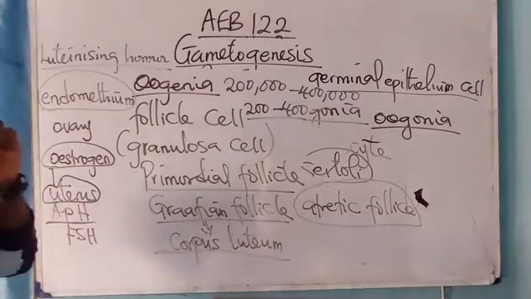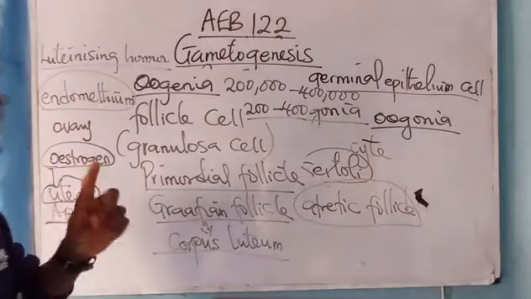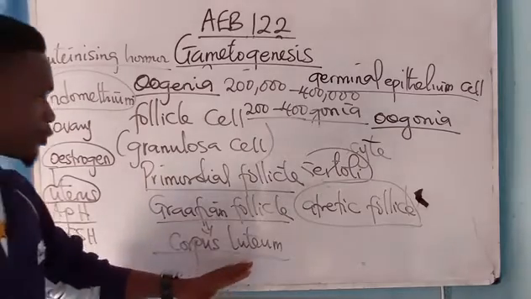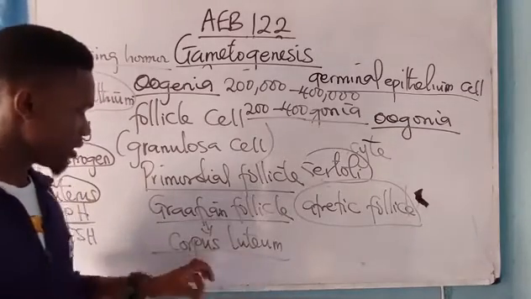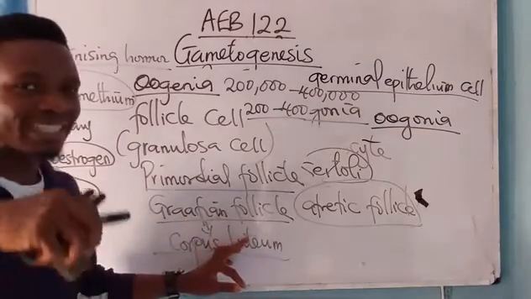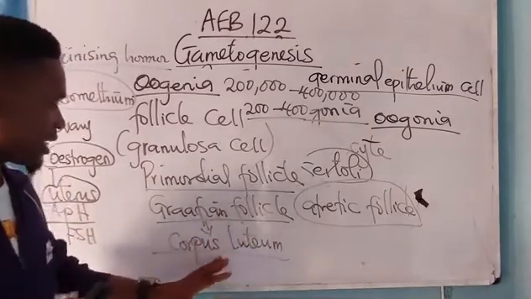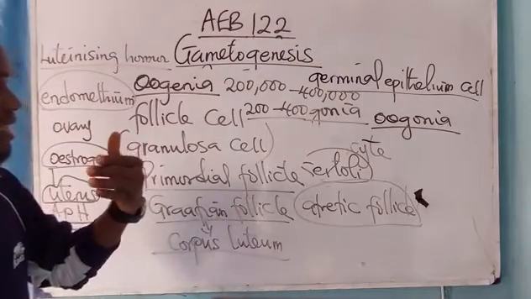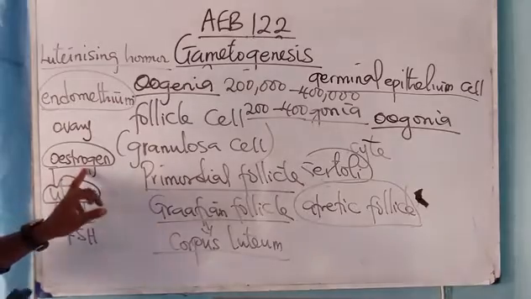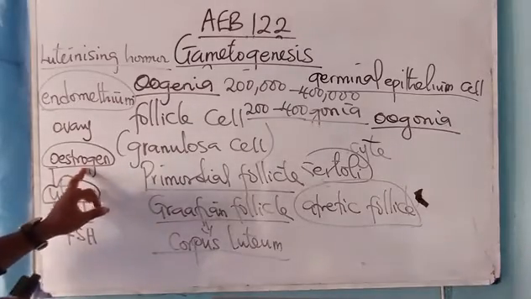Good. If fertilization does not occur, what happens? The corpus luteum will degenerate. This corpus luteum that was produced from the Graafian follicle would what? Degenerate. That is for that.